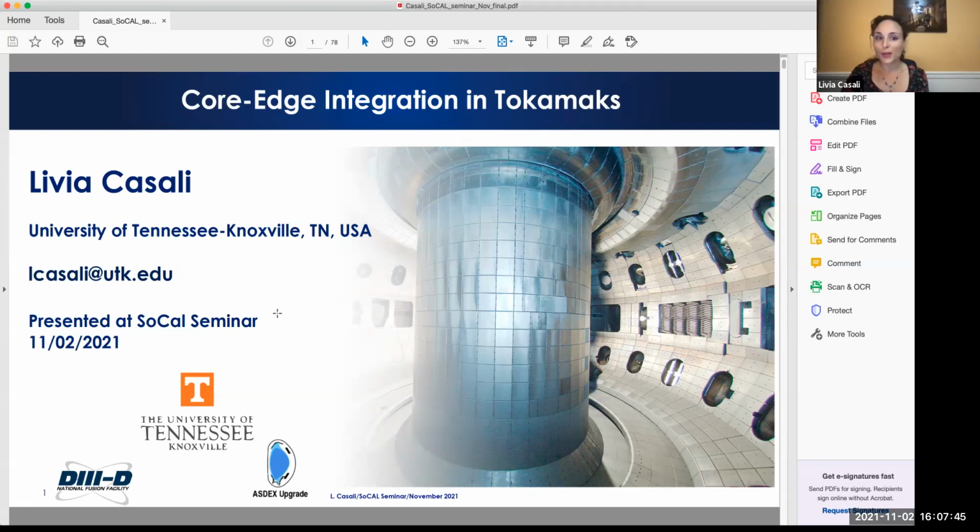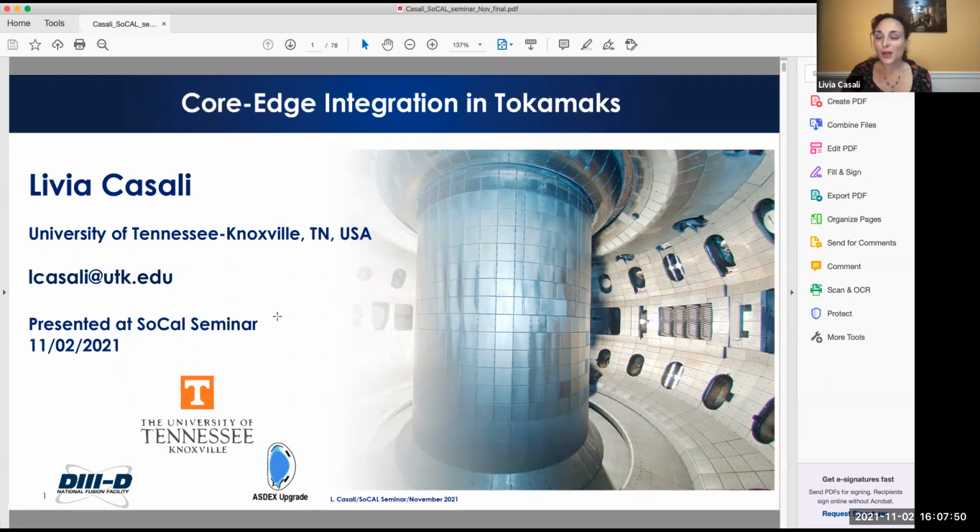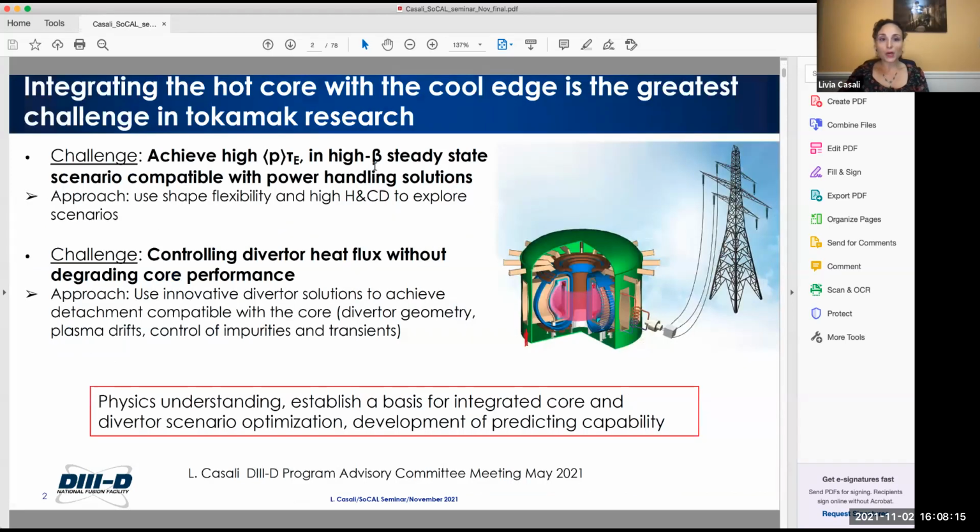As George said, I have been working for some time at D3D. Before that, I was at the Max Planck, and I had the great opportunity to work also on ASDEX Upgrade. So I did really important work on both tokamaks. I also added some slides on the work that I did at ASDEX as well. And so I will start by introducing what the core edge is.